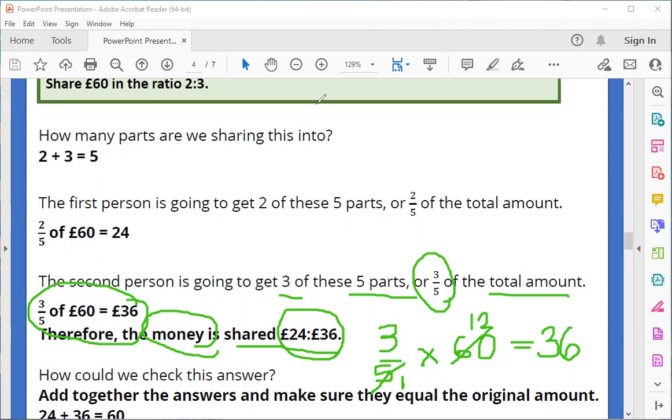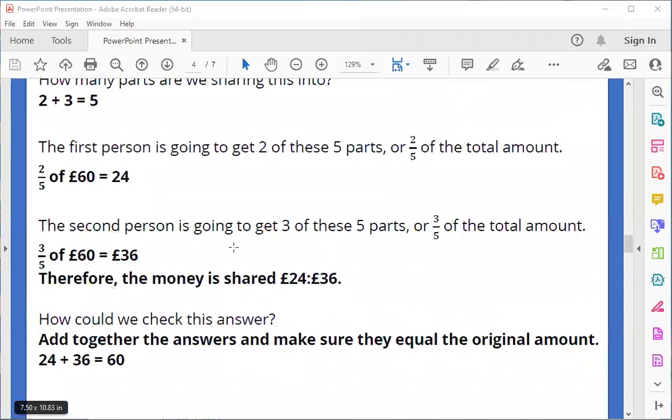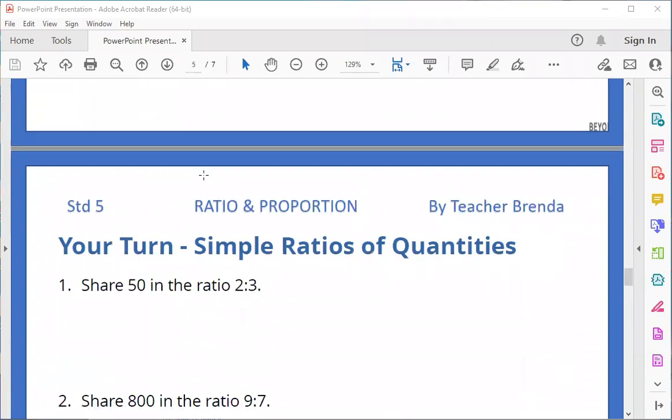And will that total up to 60? Yes. 24 plus 36 will give you 60, the total amount the father had. So with that, let's move on to see some examples.